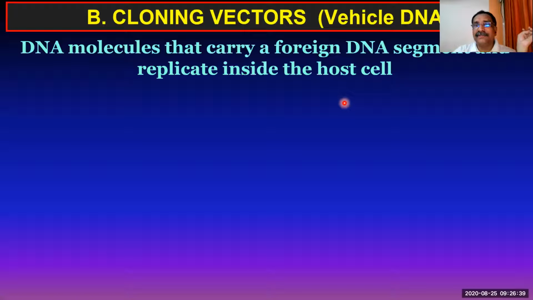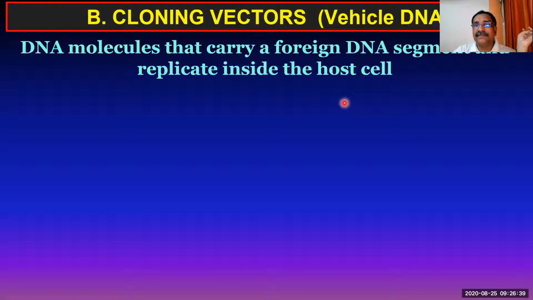The basic vectors, number one, is the plasmid. Plasmid is one of the vectors which we use continuously. Now what is a plasmid? You see the picture here. This is a bacterium, and it has its own DNA. This is the normal hereditary material of this bacterium, called bacterial DNA.